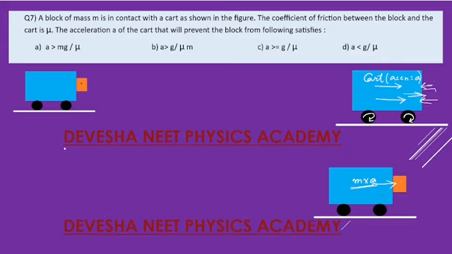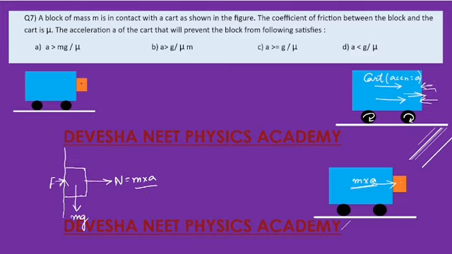Now let's draw it separately to make it more clear. So this is the block here. The block tries to fall down with its own weight, and it will be resisted by a frictional force F. Since it is exerted by a force here, this is equal to N, the normal reaction. As we said, the force acting by the cart on the block is MA.